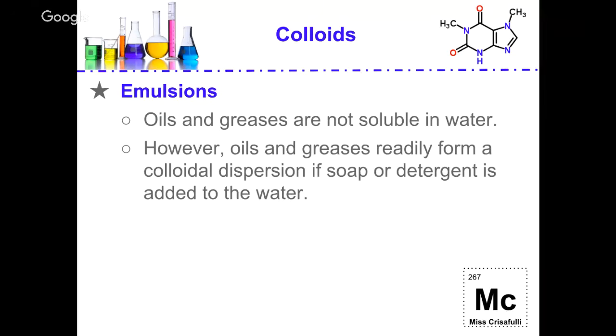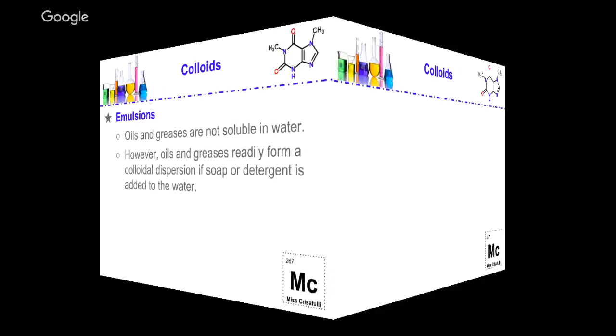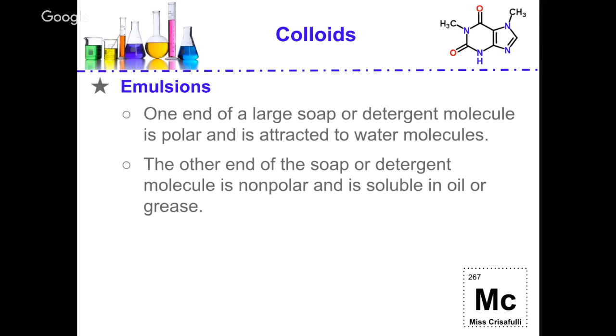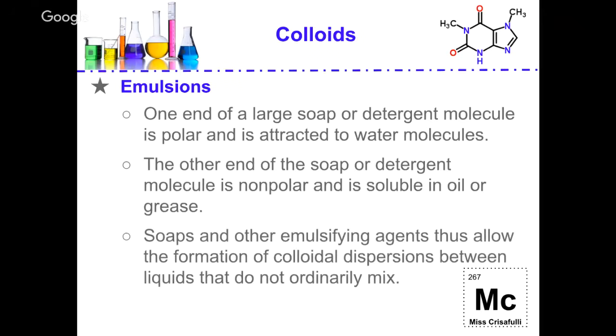That is because soap has a side of it that is attracted to the oils and greases, and it also has a side of it that's attracted to the water. One end of the large soap or detergent molecule is polar and attracted to water, and the other one is nonpolar and attracted to the oil and grease. Soaps and other emulsifying agents thus allow the formation of colloidal dispersions between liquids that do not ordinarily mix.